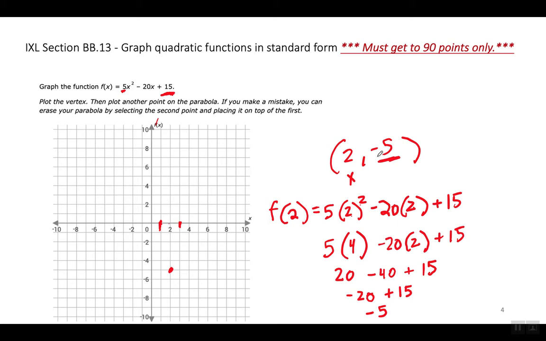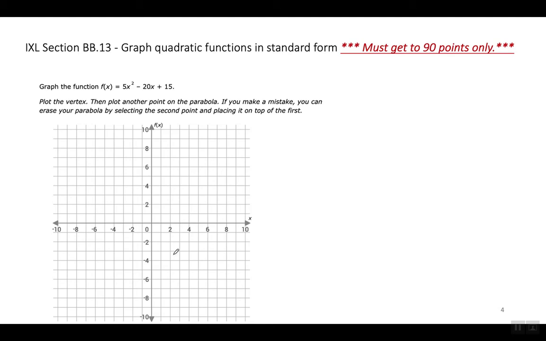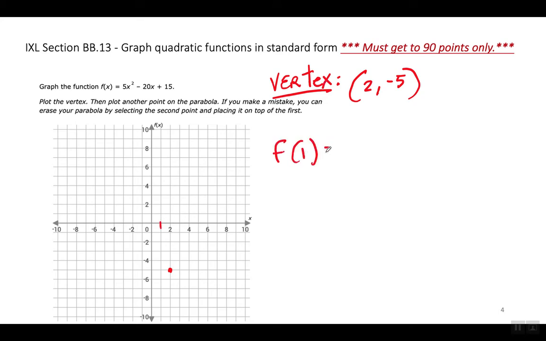Okay, now in order to do that, let me erase what I have here. The vertex is at 2, negative 5. By the way, I'm taking long because this is the first example and I'm trying to spell everything out. They don't take as long as I'm taking right now. So the vertex is at 2, negative 5. Let's try substituting x equals 1 into the function. What do I get for y?